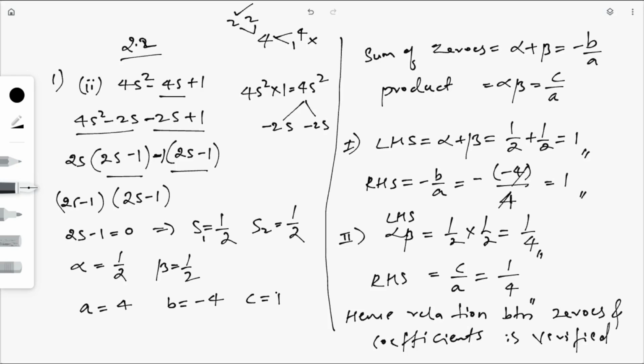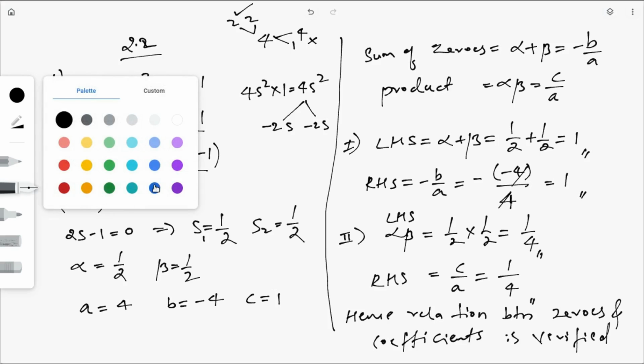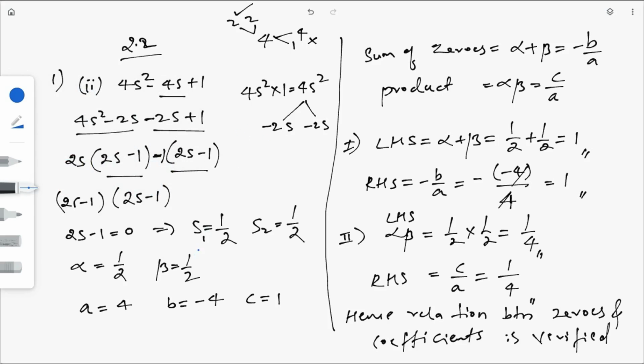You may get this question for 4 marks. First find the zeros. See here, first the important step: using splitting the middle term to factorize this given quadratic equation. When you factorize it, you will get 2 roots, or zeros. After getting these zeros, you need to verify this relation, that is sum of the zeros is minus b by a and the product of the zeros is c by a. And what is the procedure? Find LHS and then RHS separately in both cases. Okay, fine.